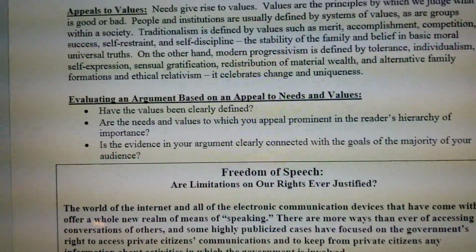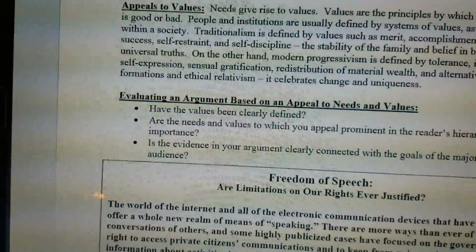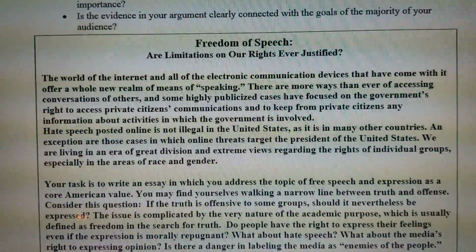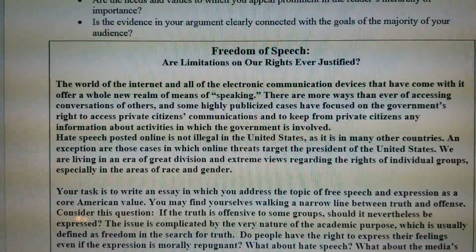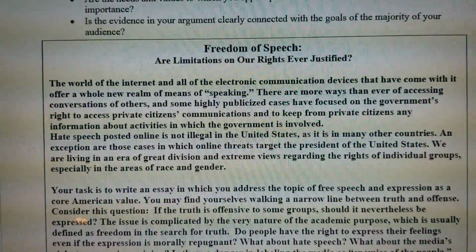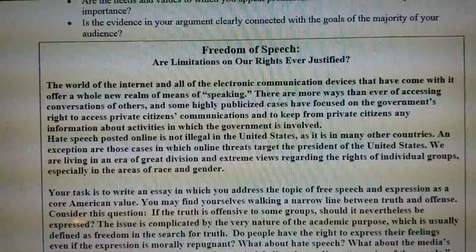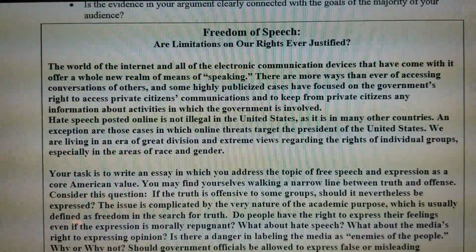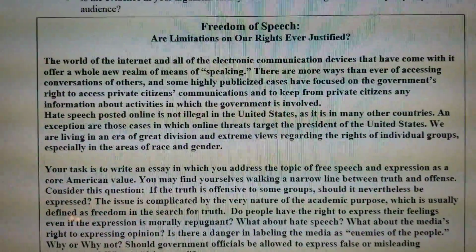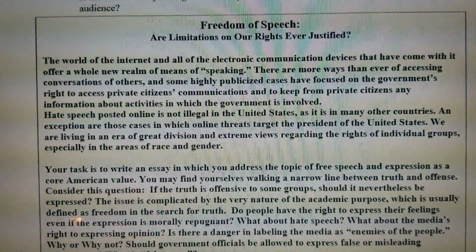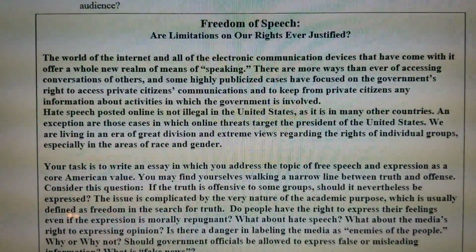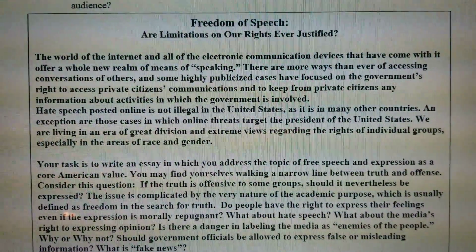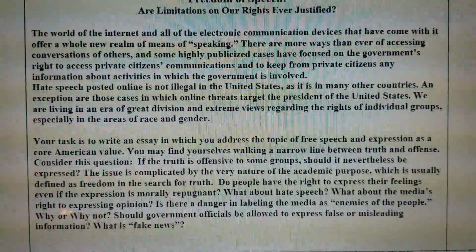Now, I'm not going to go in depth, but I want you to have this in your mind, the prompt. It's all about the prompt. The prompt is, freedom of speech, are limitations on our rights ever justified? Now, the prompt gives you an introduction. It talks about the different ways of accessing conversations. There are questions about hate speech, whether it is legal under the First Amendment.